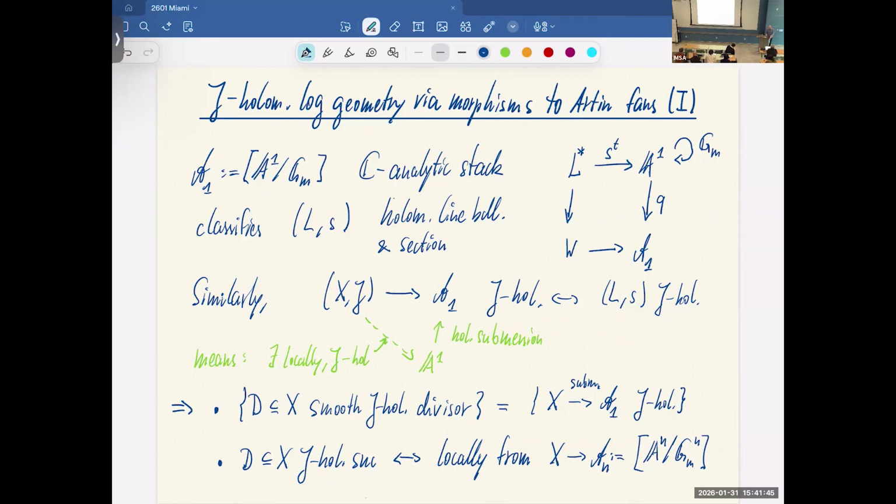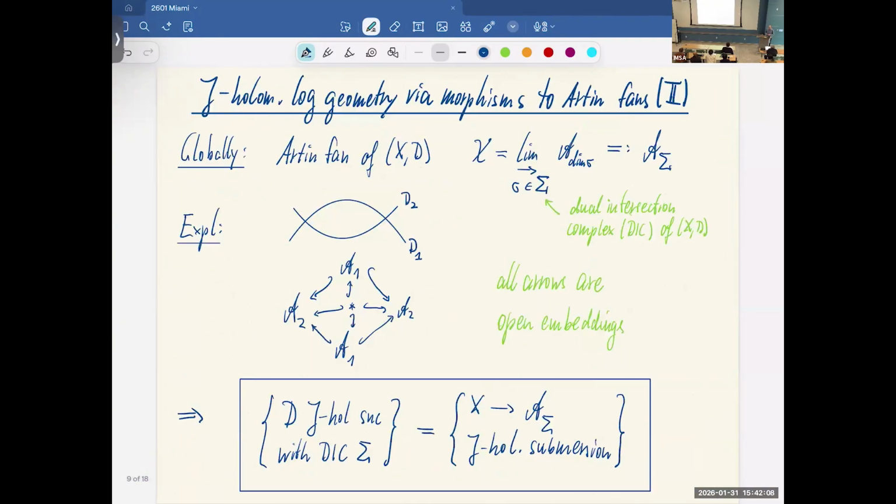Similarly, if I have a J-holomorphic SNC divisor, then again, this should be a submersion. It's given locally by a submersion from X to A^n mod G_m^n, which is the n-dimensional analog of A1 mod G_m. This doesn't hold globally, okay? And this is where these Artin fans come in. So let me try to show this in an example.